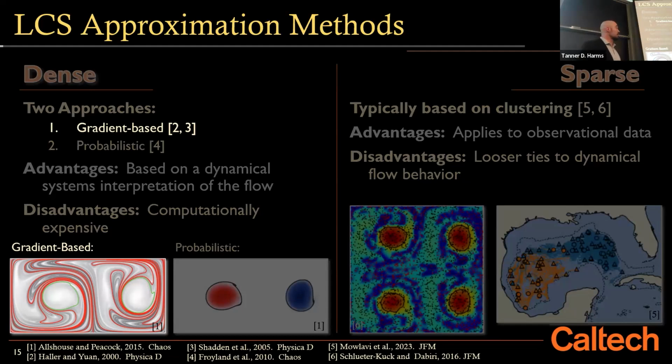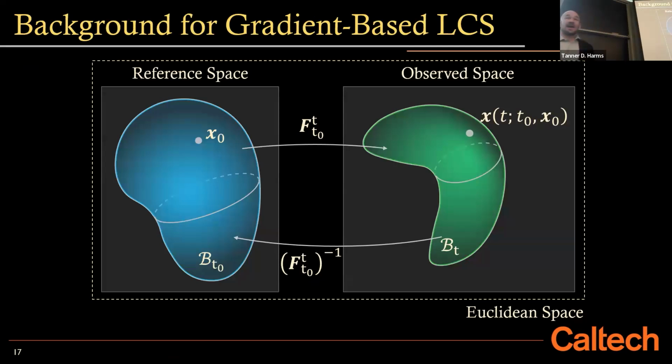So let's go into a little bit of background about these gradient-based approaches. To start with, we have our space that we're considering. This is what I'm calling the Euclidean space here. On the left-hand side of the screen, we have our reference domain, and I'm indicating that it's a reference by the 0 here. It's like the initial condition.